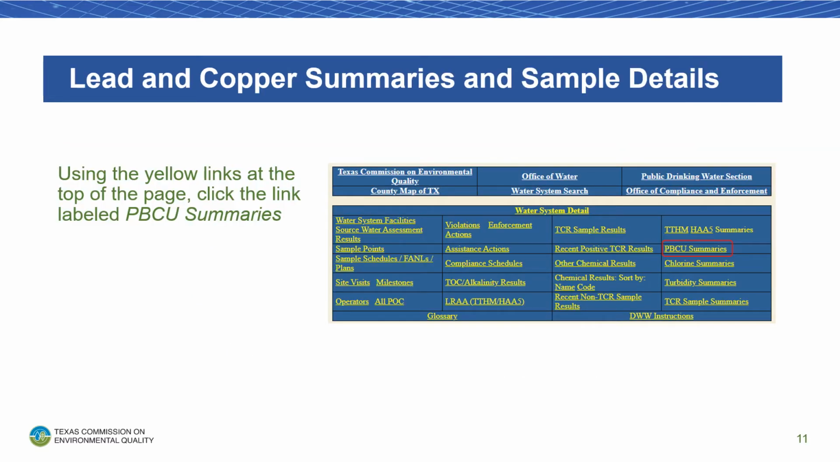On the next few slides, we'll discuss lead and copper sample results. There are multiple ways to view these results. First, we'll discuss the PBCU summaries method. To navigate to the lead and copper summaries, click the yellow link at the top of the page labeled PBCU summaries. This action will take you to a list of sample summary results associated for the 90th percentile and action levels for each monitoring period.